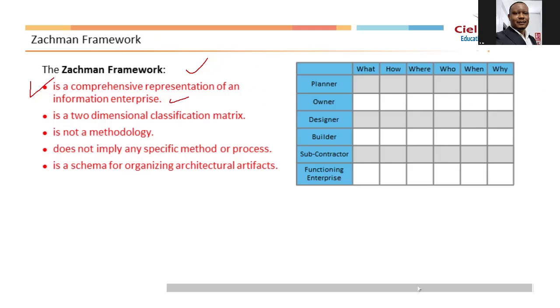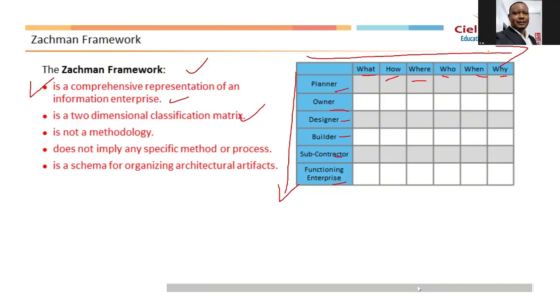It is a two-dimensional classification matrix. Two-dimensional classification matrix simply means that the framework is presented in a two-dimensional format, which are the vertical dimension as well as the horizontal dimension. So the horizontal dimension will represent the functional questions. That's why you're seeing it here: the what, the how, then the where, who, when, and why. The vertical dimension will represent the stakeholders that are involved. For example, the planner, owner, designer, builder, subcontractor, functioning enterprise.